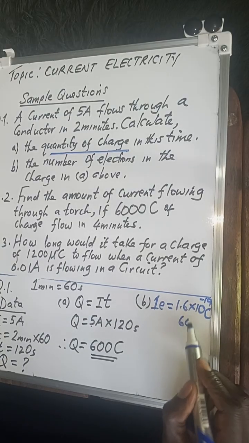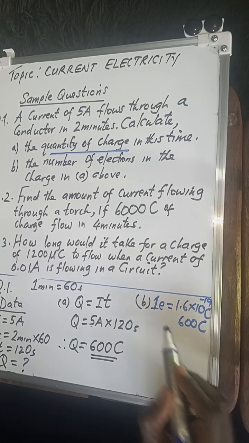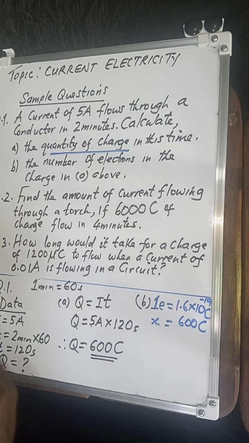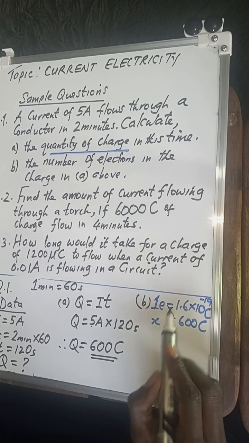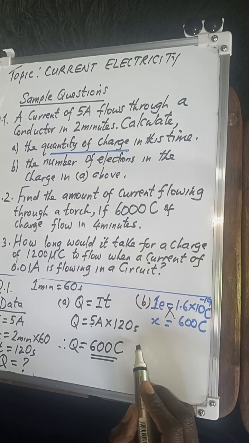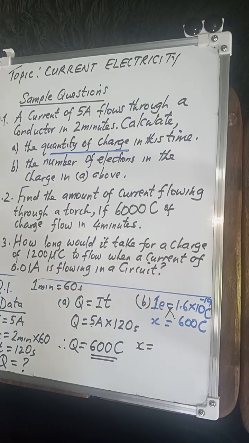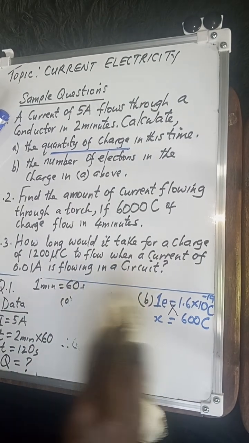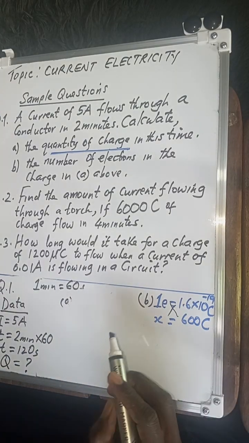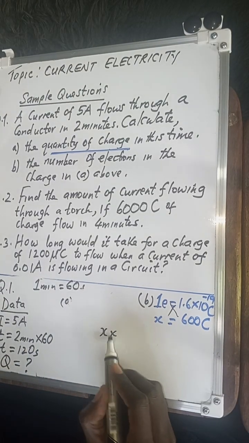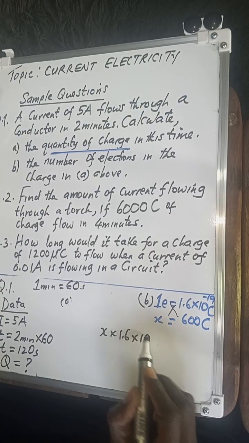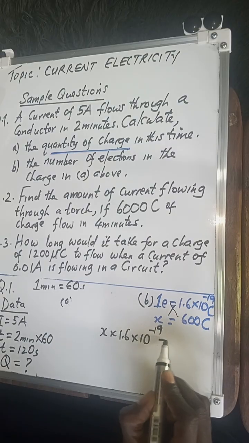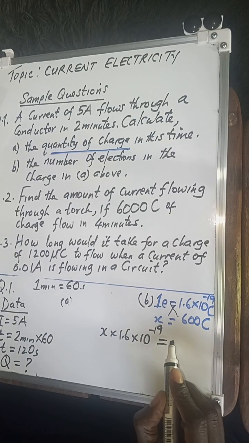So now they are saying, suppose I have 600 coulombs, then how many electrons will there be? And therefore we can cross multiply. So when we cross multiply, it is going to be x multiplied by 1.6 times 10 raised to the power negative 19, which is equal to 1 times 600, which will give me 600.